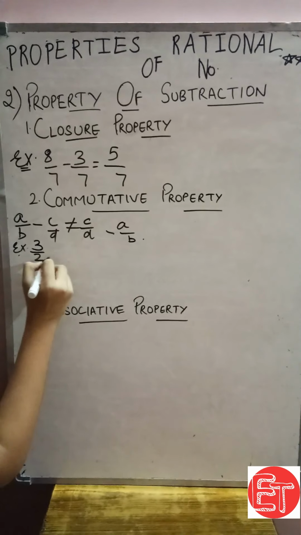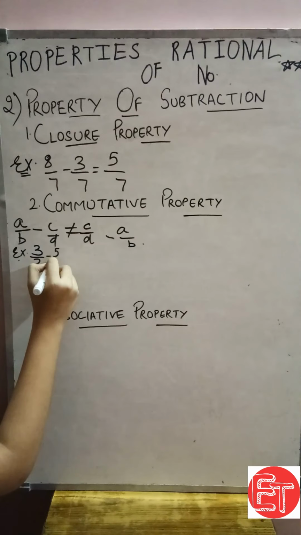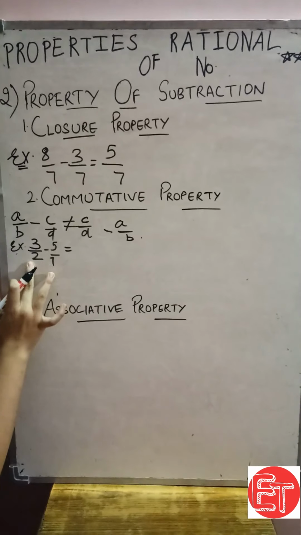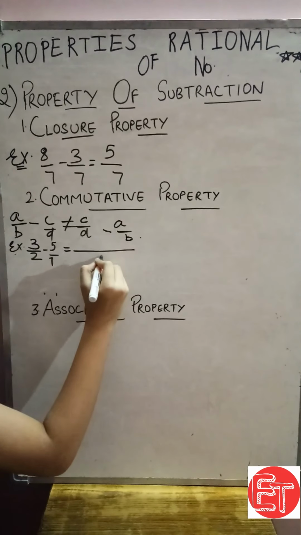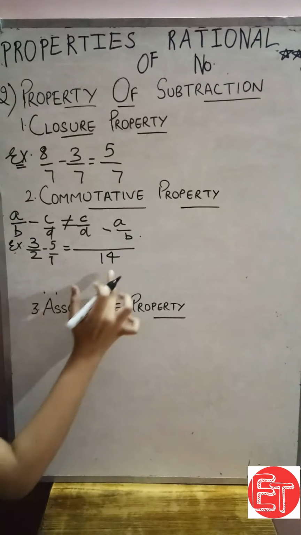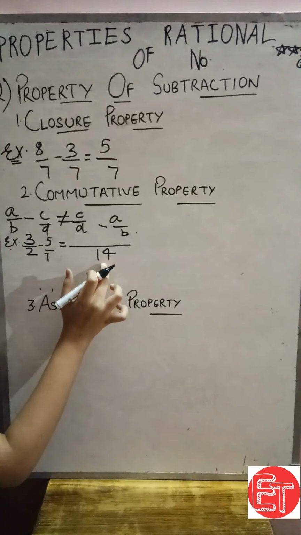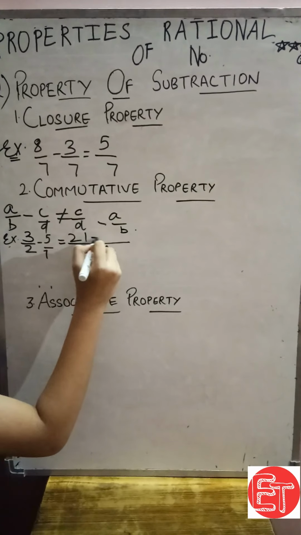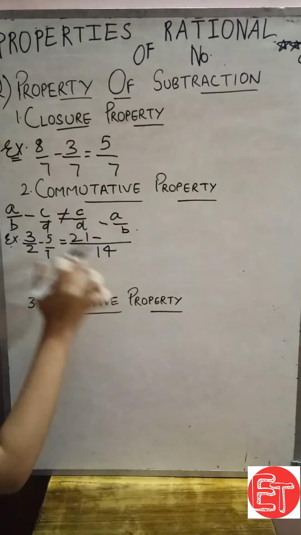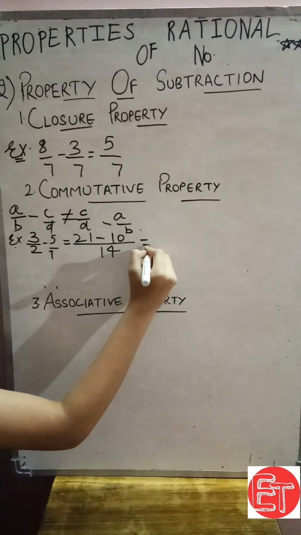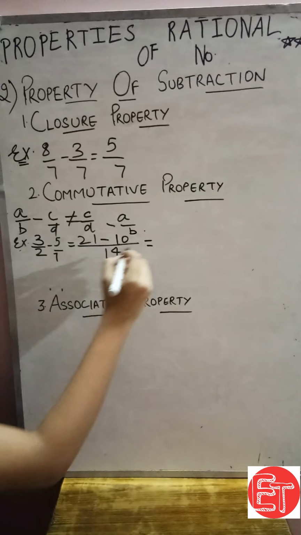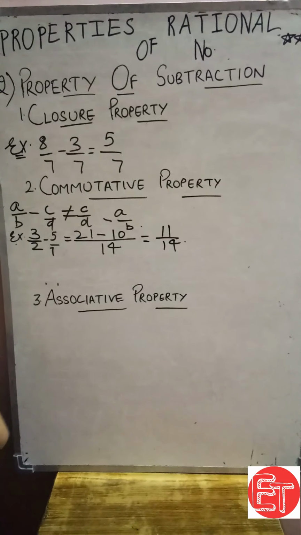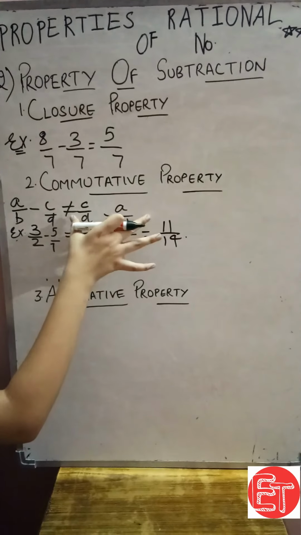3 upon 2 minus 5 upon 7. So how can we do it? The LCM of 2 and 7 is 14. Now 2 7s are 14. Now I need to multiply 7 into 3, means 21, minus 7 2s are 14, 2 5s are 10. So guess what it will be? 11 upon 14. Now this part is taken out already. Now we need to take out this other part.